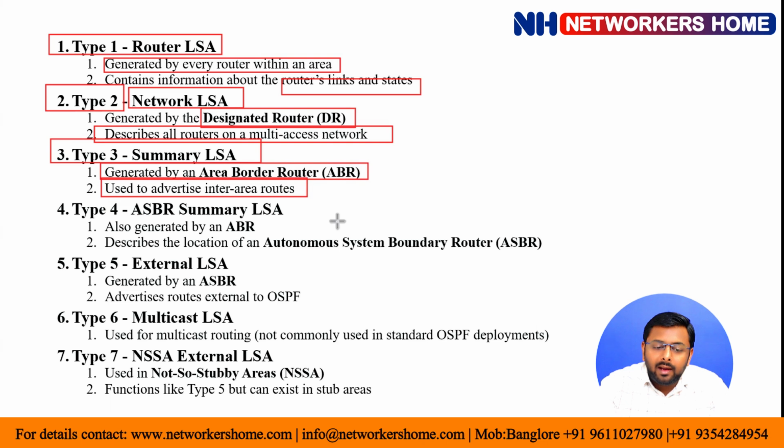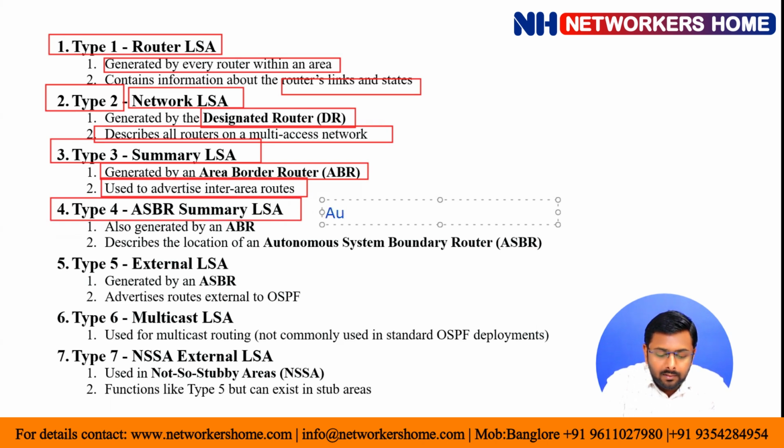So what is this ABR? The router that belongs to two different areas, one being area 0 and one being another area, is called an ABR. Type 4 is called the ASBR summary LSA. Now what is this ASBR? ASBR stands for Autonomous System Border Router, or you can say Boundary Router.